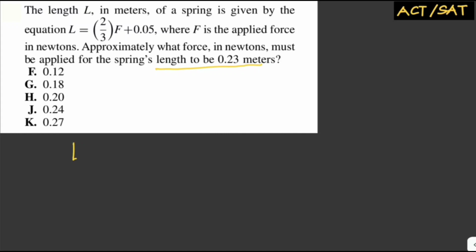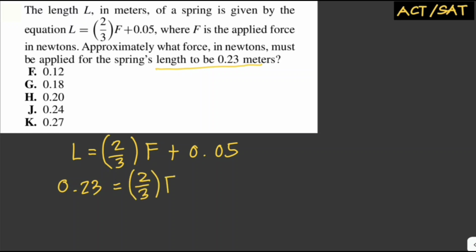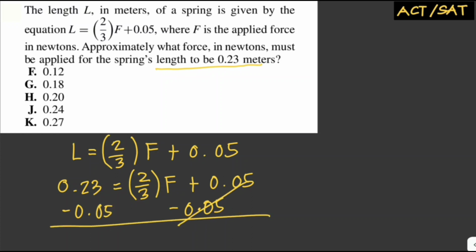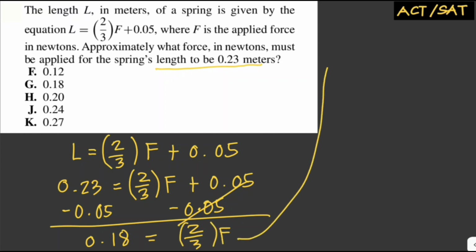So that would be, L equals 2/3 F plus 0.05. Then substitute 0.23 for L. 0.23 equals 2/3 F plus 0.05. And then we subtract 0.05 from both sides. So we have 0.18 equals 2/3 F. Now we can solve for F. We just have to divide both sides by 2/3.